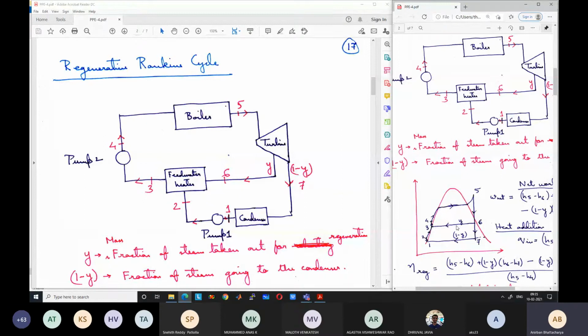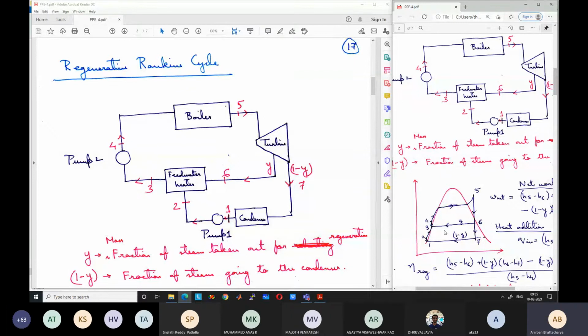So we have to do an energy balance for the feed water heater. This is a normal mixing process. The steam goes from energy H6 to H3. So the energy lost by this steam is Y into H6 minus H3.